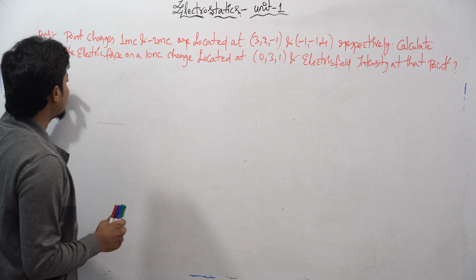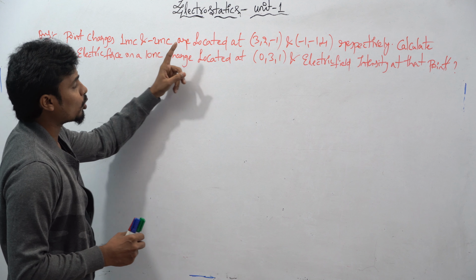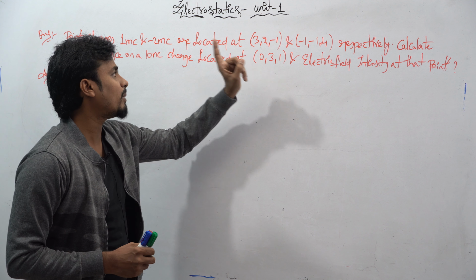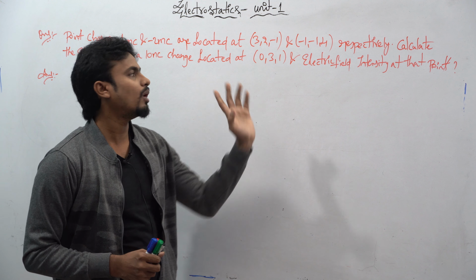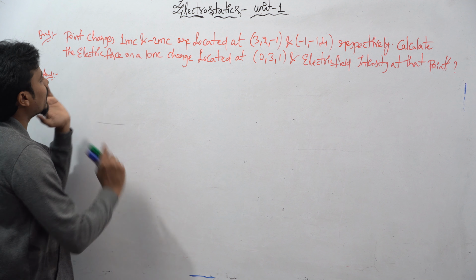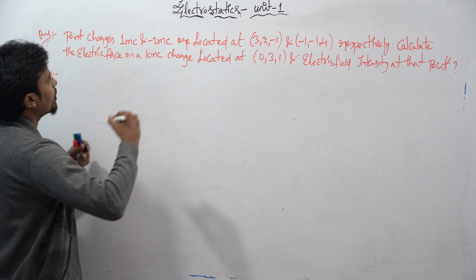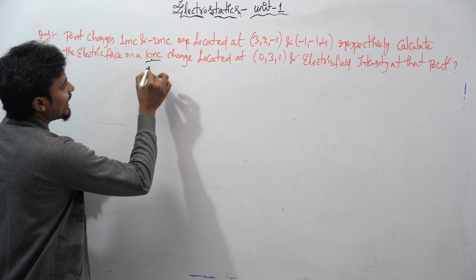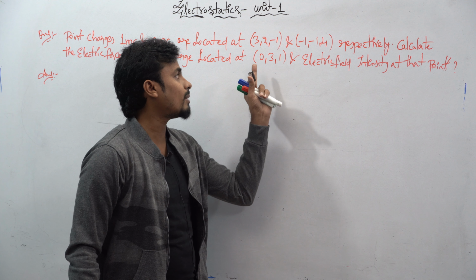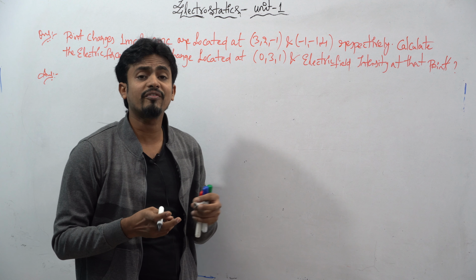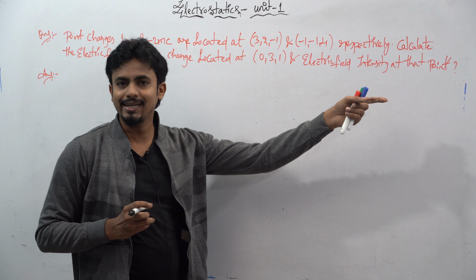Here, point charges of 1 millicoulomb and minus 2 millicoulomb are given, located at the coordinates 3, 2, minus 1 and minus 1, minus 1, 4 respectively. What we have to do is calculate the electric force on a 10 nanocoulomb charge. This charge is located at the point 0, 3, 1, and we also have to find out the electric field intensity at that point. Okay, that's our target.